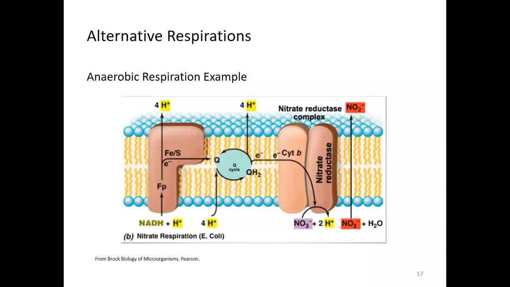There are lots more. There are things that breathe sulfur. There are things that breathe nitrate to nitrite to NO gas to nitric oxide, all the way to N2 gas. And there are things that breathe methane. There are all kinds of alternative respirations among the prokaryotes. I just want to point out one to remind you that respiration is not always aerobic.